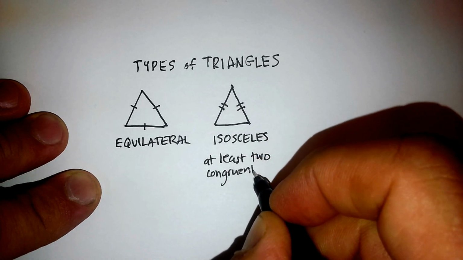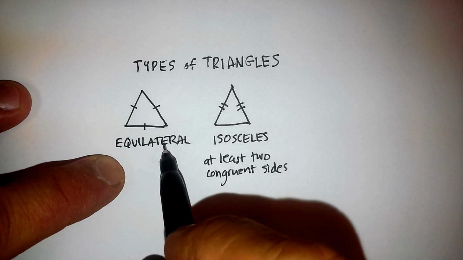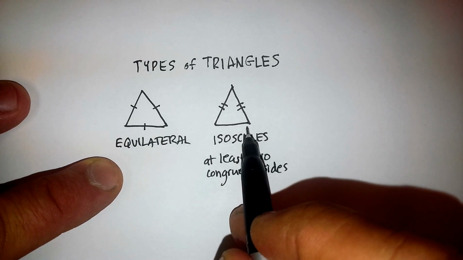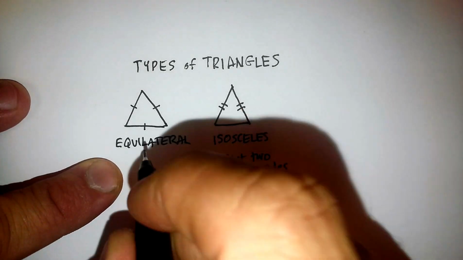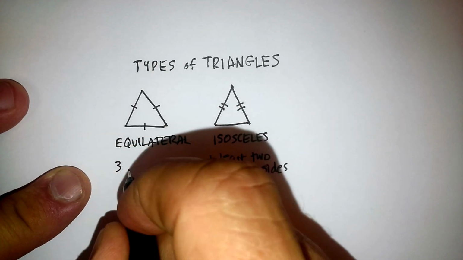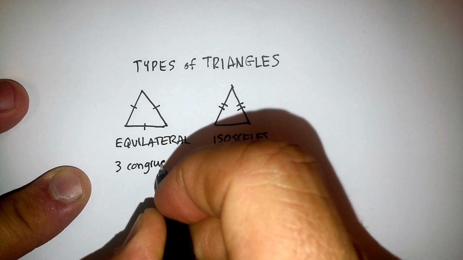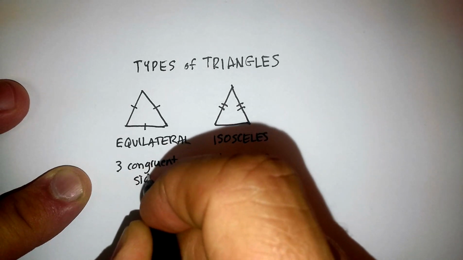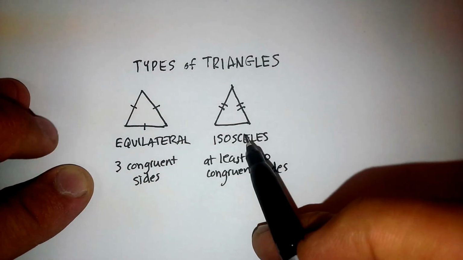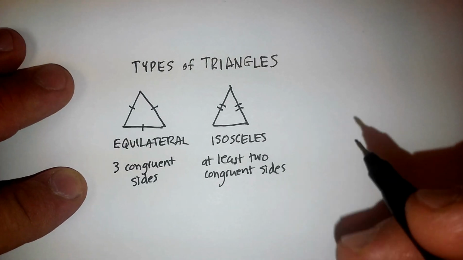So I guess the question becomes then, is an equilateral triangle an isosceles triangle? And the answer is absolutely yes, it is. All right? So an equilateral triangle has 3 congruent sides. Okay? So in a way, an equilateral triangle is like a subset of isosceles triangles.